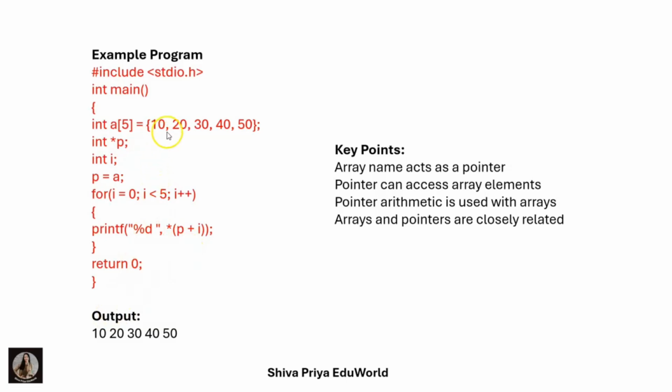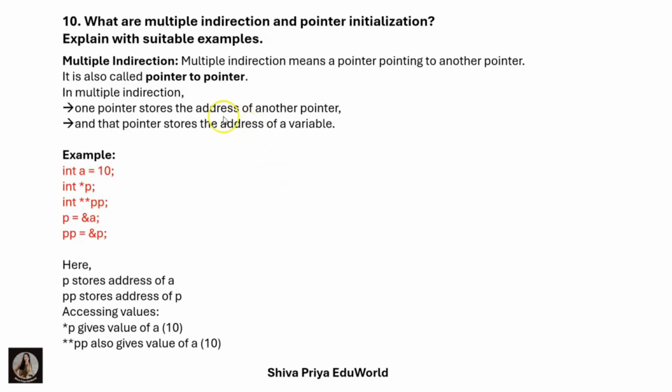Here the output will be 10, 20, 30, 40, 50. The loop continues this process, printing each element sequentially until all 5 elements have been displayed. Array name acts as a pointer and a pointer can access array elements as well. Pointer arithmetic is used with arrays. Arrays and pointers are closely related. Clear with this? Let us move to the next question.